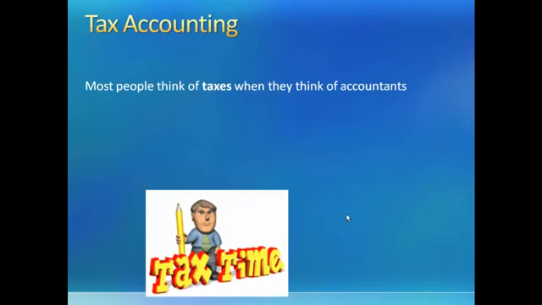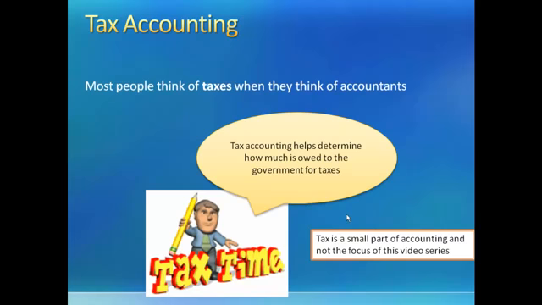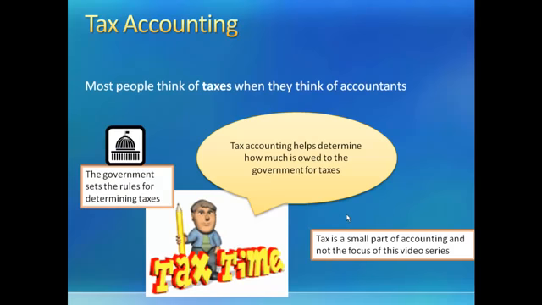When most people think of accounting, they think of tax. When it's tax time, you think about going to see your CPA or your certified public accountant. In reality, tax is a small part of accounting and is not going to be the focus of this video series, but there are a couple of things that are important to note about tax accounting. The first being is tax accounting helps determine how much is owed to the government for taxes. So the decision that's supported by tax accounting is determining the amount of taxes owed. There are rules for tax accounting, and these rules are determined by the government.